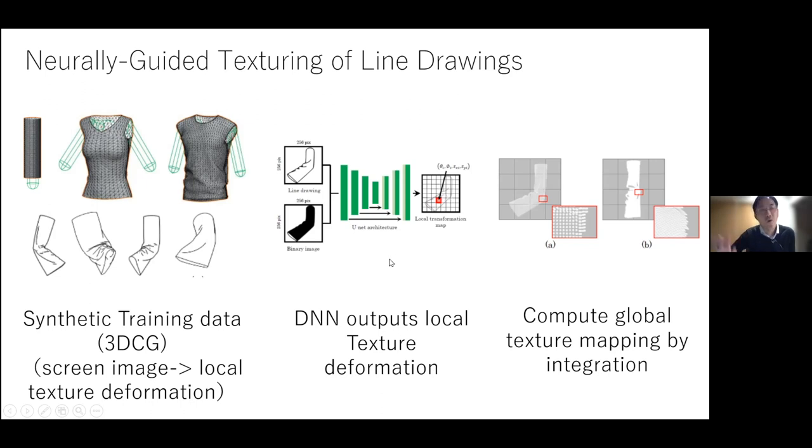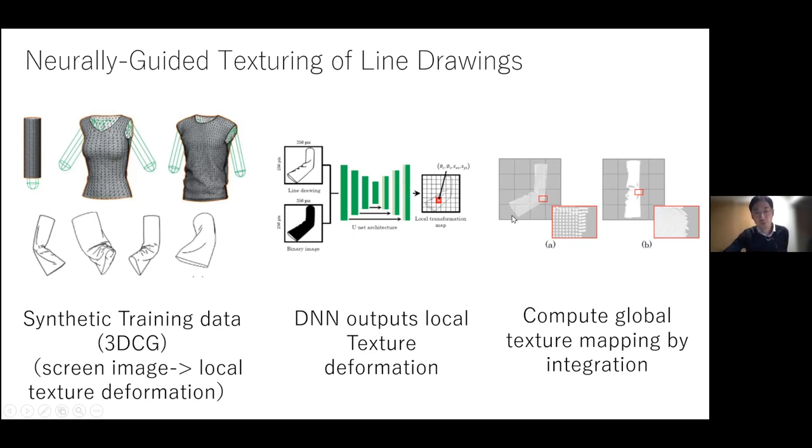The core idea, the main contribution of this work, is that in the training we use three-dimensional information, but in the neural network we only use a two-dimensional image as input, and the output is local distortion in the mapping from image space to the texture space. So we skip the three-dimensional representation and directly compute the mapping from image space to texture space. And we also infer local deformation like stretch or squash and rotation. So we just compute local transformations in the neural network.